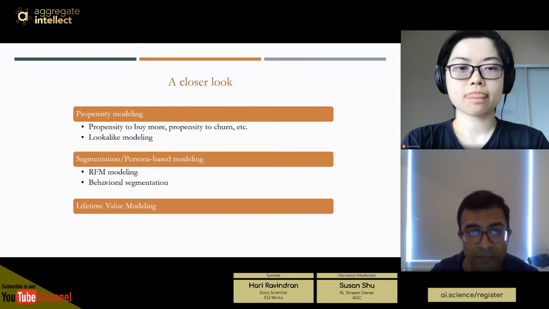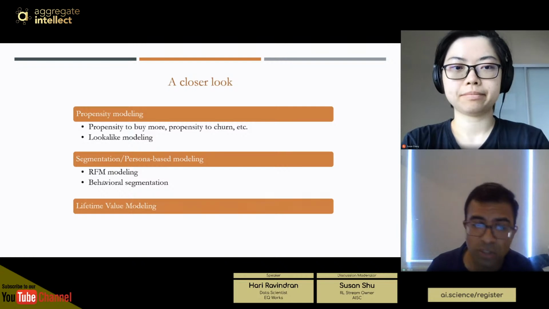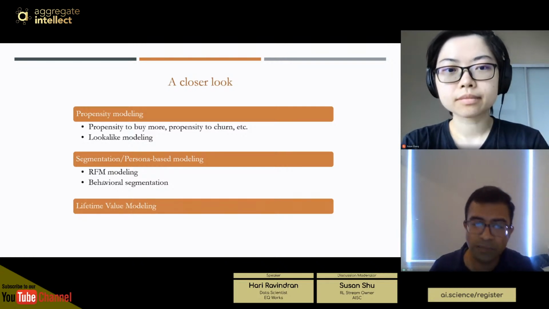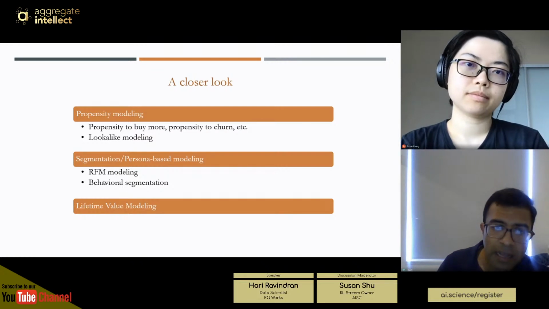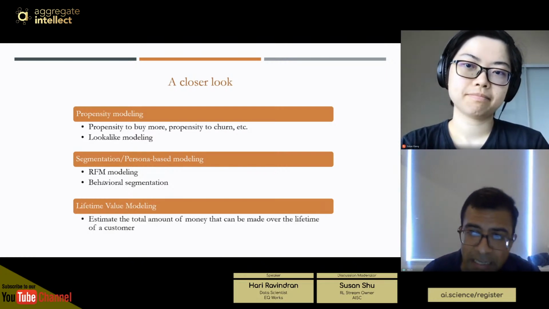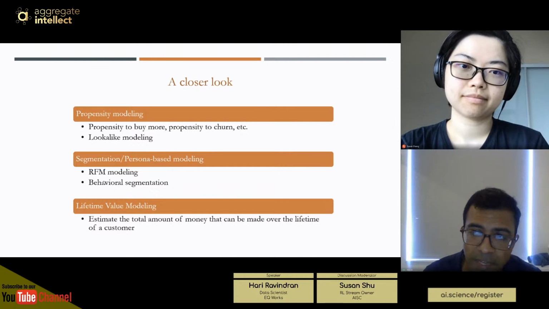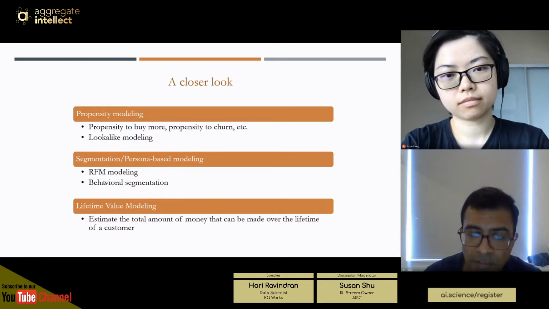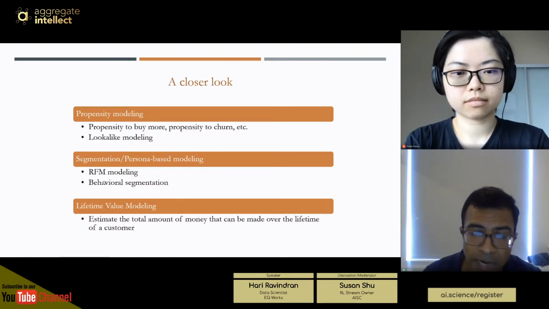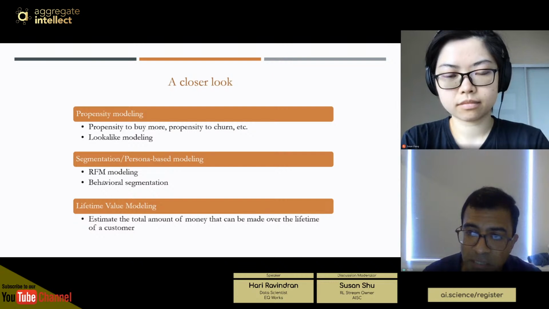And finally, we have lifetime value modeling. Lifetime value modeling goes back to that customer life cycle journey that we talked about earlier. Here, basically, especially with those long-term goals in mind, you want to get an estimate of how valuable a customer is for a brand. So you want to estimate the total amount of money that can be made over the lifetime of a customer.